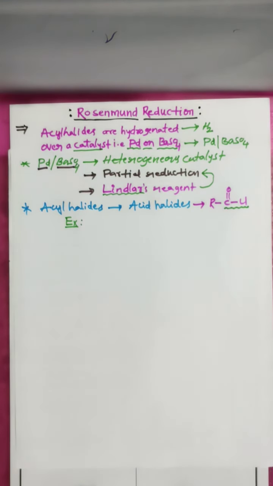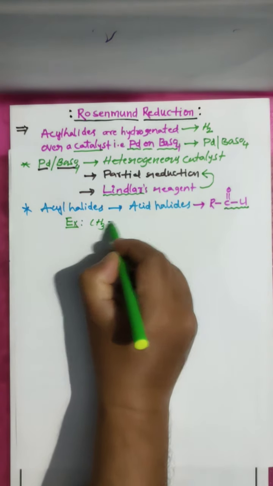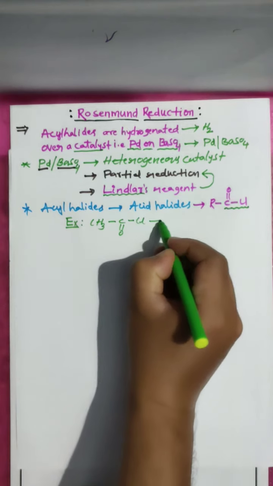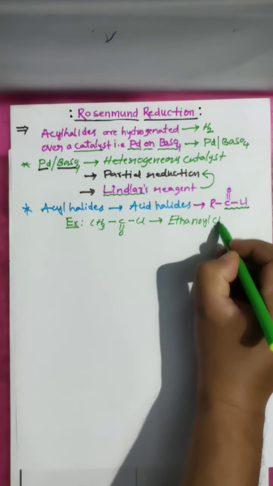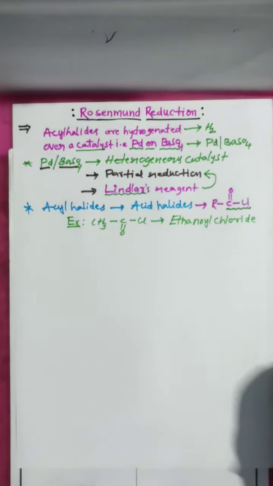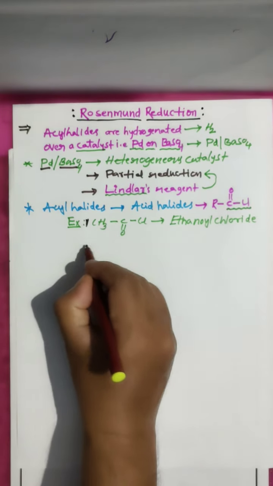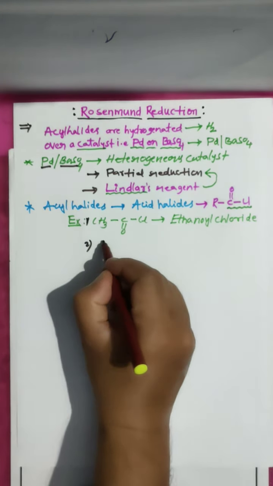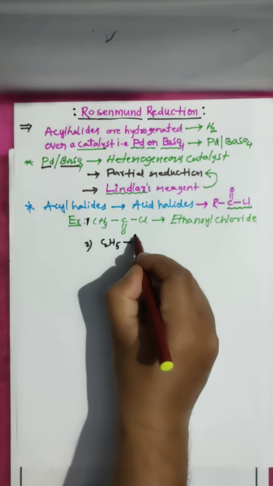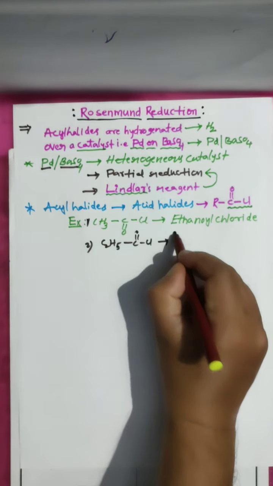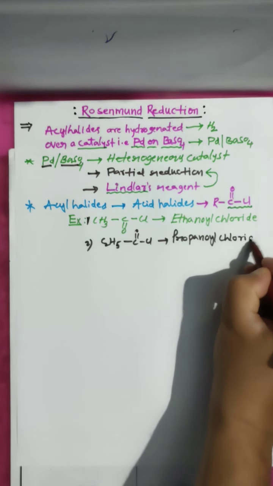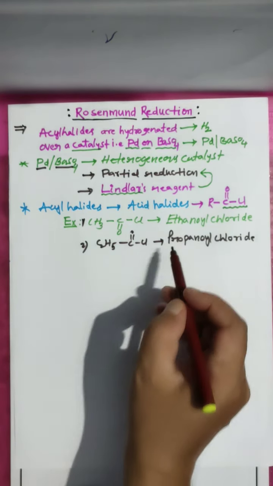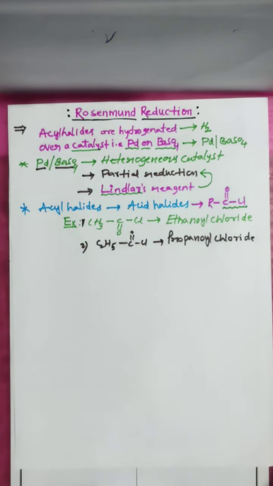Here I am giving a few acyl halides. CH3COCl, this we call ethanoyl chloride. Like that, one more I am giving: C2H5 C double bond O Cl, 3 carbons, propanoyl chloride. These are acid derivatives.